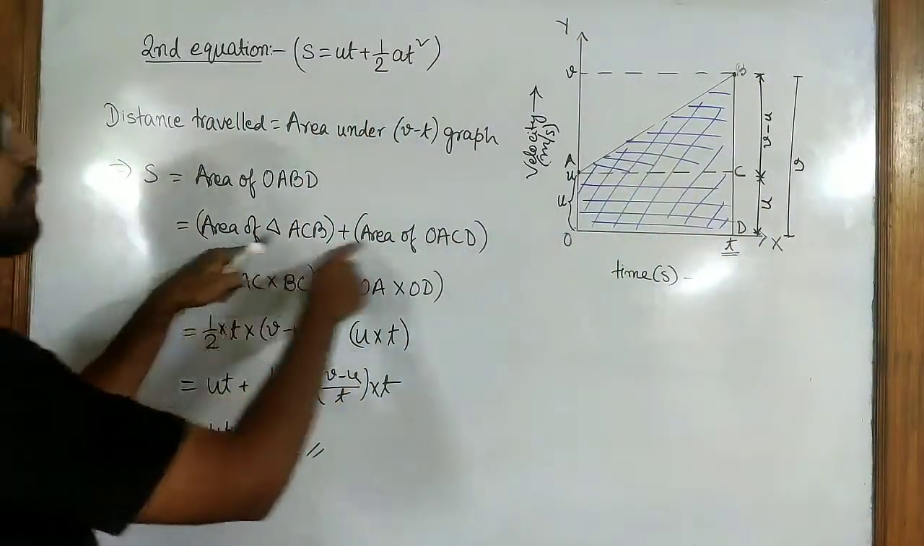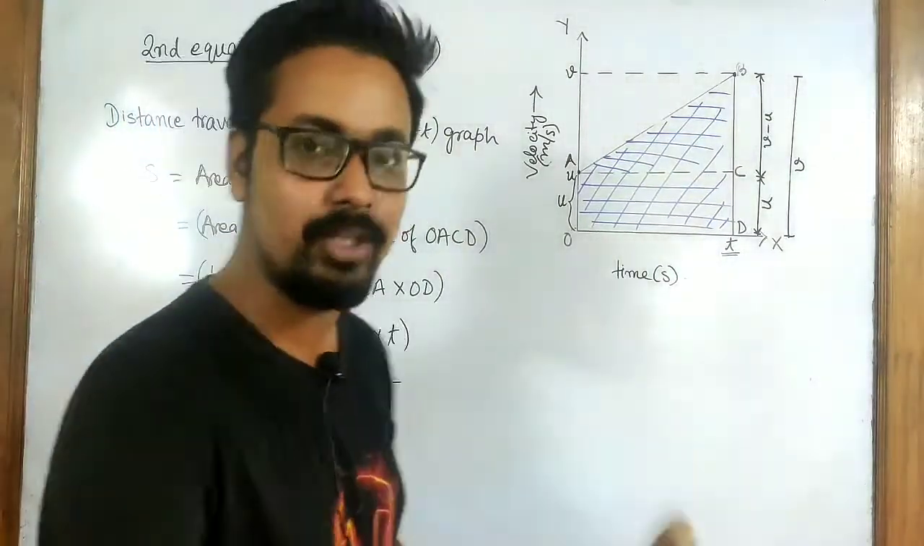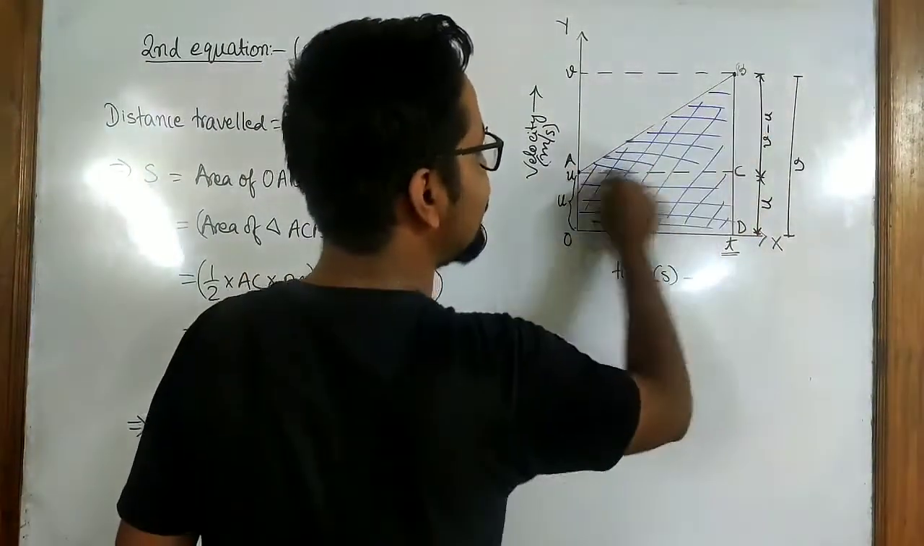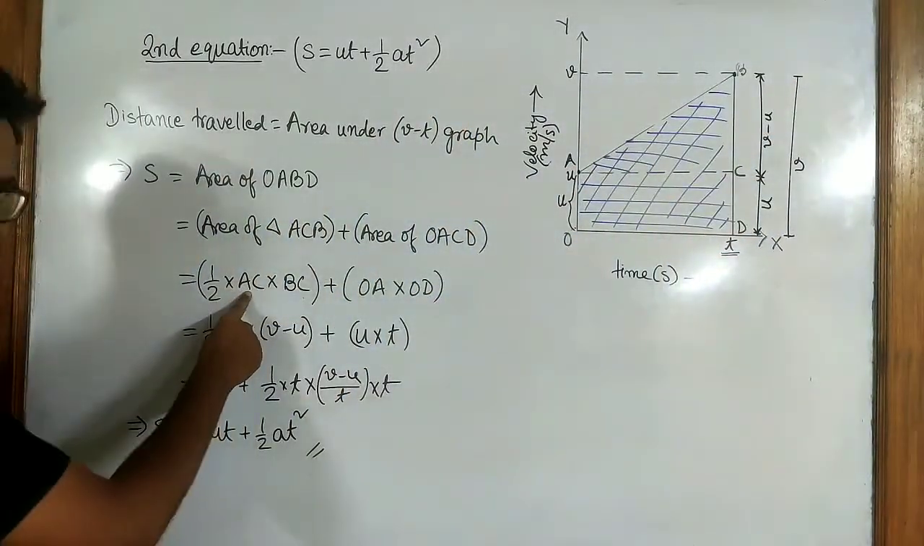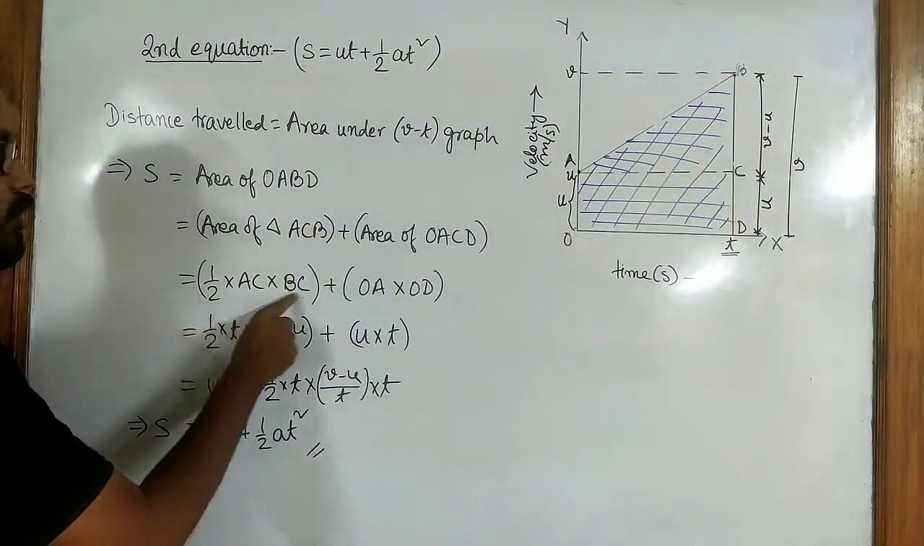Okay, so we have one triangle and we have one rectangle. What is the formula of the area of a triangle? It is half into base into height. So we have written half. What is the base of ACB? AC is the base. So half into base into height. Height is BC. So we have written BC, half into base into height.